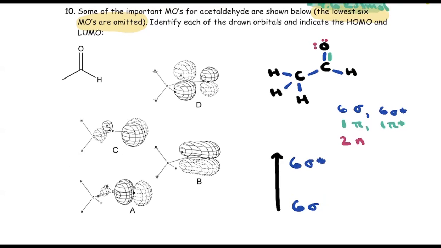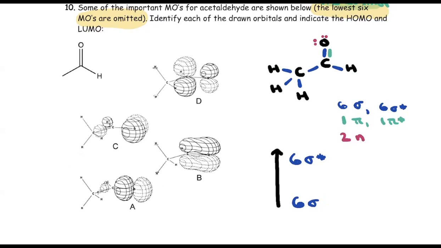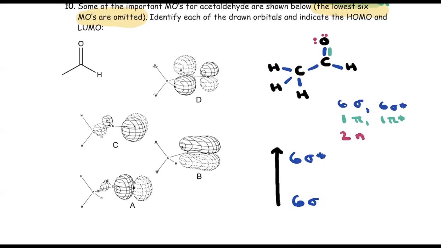Cool. So that means that your lowest 6 MOs are omitted. That means that we're not taking into account those 6 sigmas. Okay. So now somewhere in here, we're going to have our pi's and our non-bonding. Okay. So not necessarily in that order.